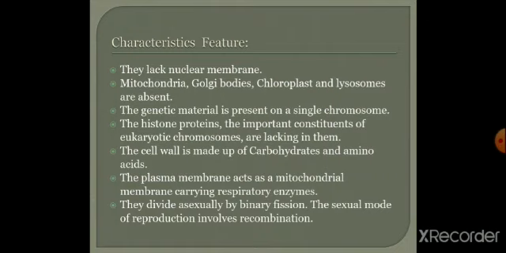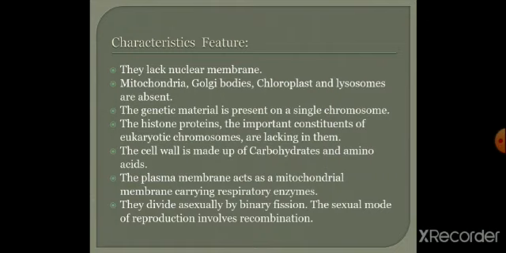Likewise, being primitive, the genetic material is a single chromosome. But in the case of eukaryotic chromosomes, histone proteins will be there. But here, the histone proteins are lacking. The cell wall is made up of carbohydrates and amino acids.